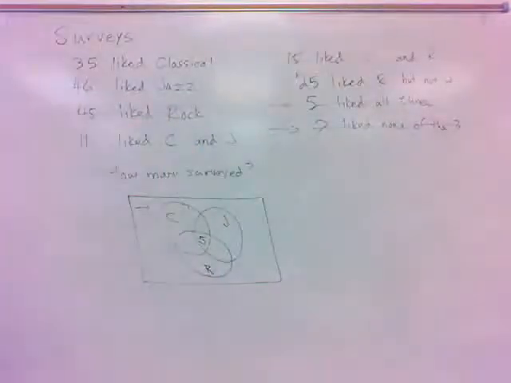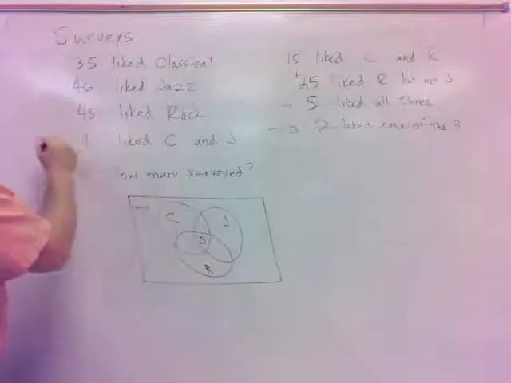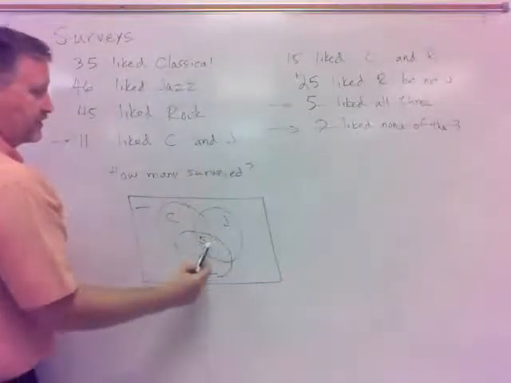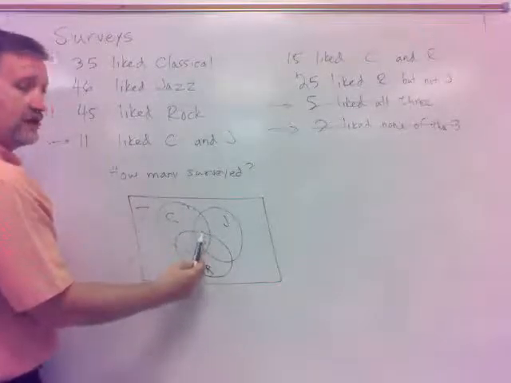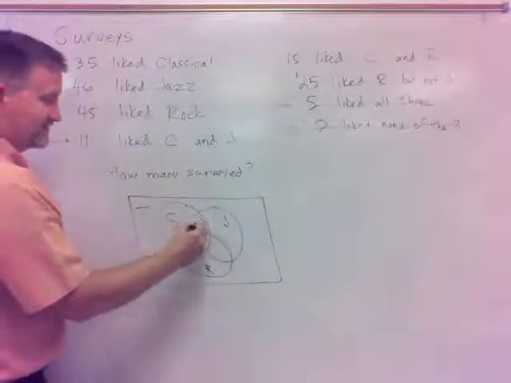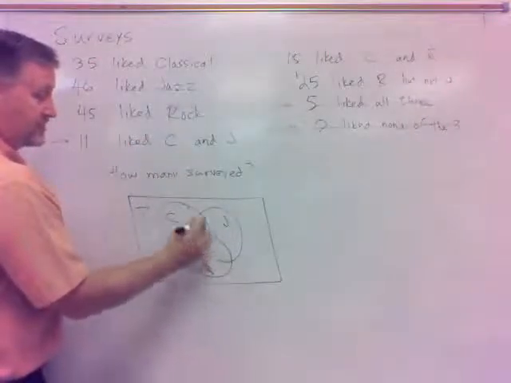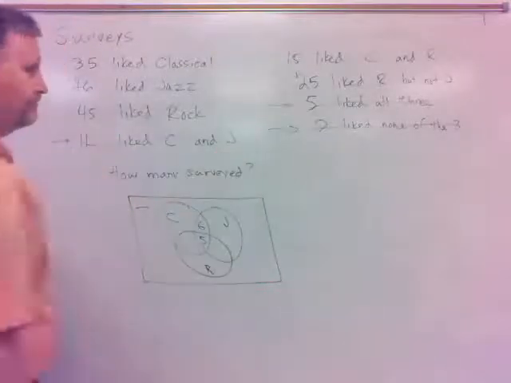Now where? Well, there's a couple of them we can go to now. We can go back to the 11. It says 11 like classical and jazz, and we already said that includes 2 parts. The overlap of classical and jazz is 11. So it's these 2 that are 11, right? I know this is 5, so what has this got to be? That has to be 6. If the total of the classical and jazz overlap is 11 and 5 of them are here, then 6 of them have to go here. Okay. Another one down.